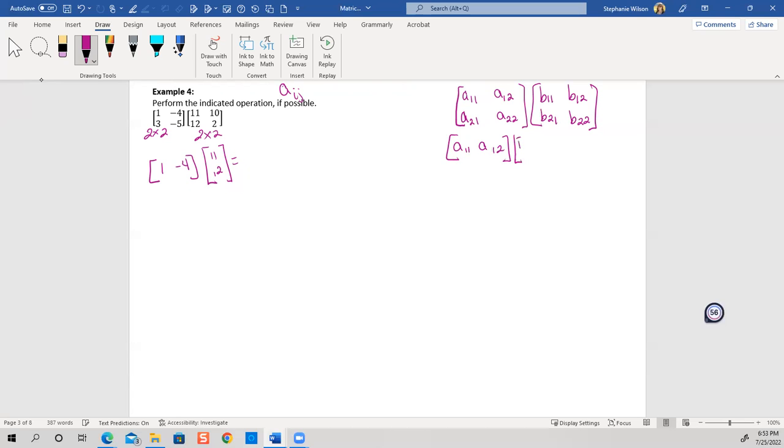So what's going to happen is we're going to take this row 1 times column 1. So now I got A11 times B11 plus A12 times B21. Next, we're going to take that row 1 again, and multiply it to the last column, column 2. So now we get A11 times B12 plus A12 times B22. Now let's get row 2.